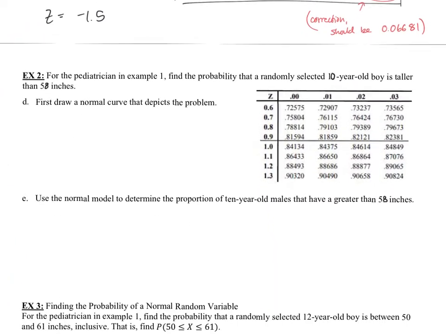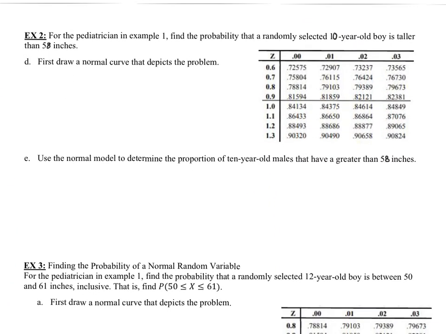Okay, so now let's take a look at example 2. For the pediatrician in example 1, find the probability that a randomly selected 10-year-old boy is taller than 58 inches. First, draw the normal curve that depicts the problem. So here's our curve, here's our mean, 55.7. Standard deviation was 3.8, and we're told we're looking for something higher or taller than 58.